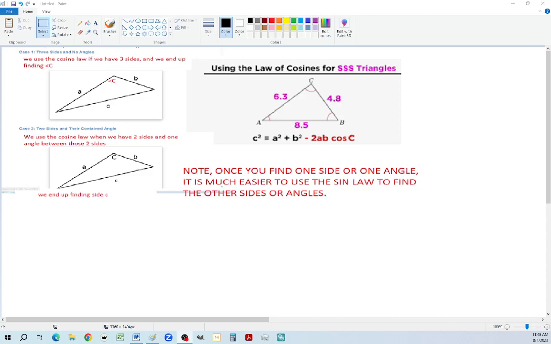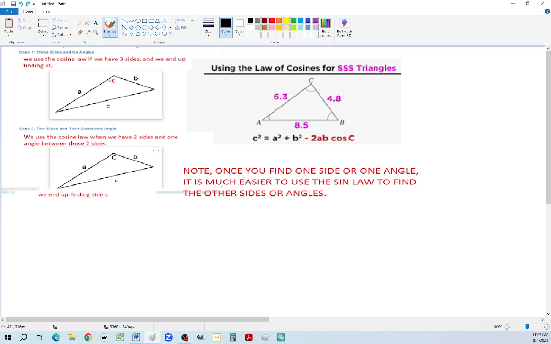So we're going to go over the cosine law again. This is important, so don't skip this. We use the cosine law if we have three sides, or if we have side, angle, side. When we have three sides, we're trying to find this angle, and when we have side, angle, side, we're trying to find this side.